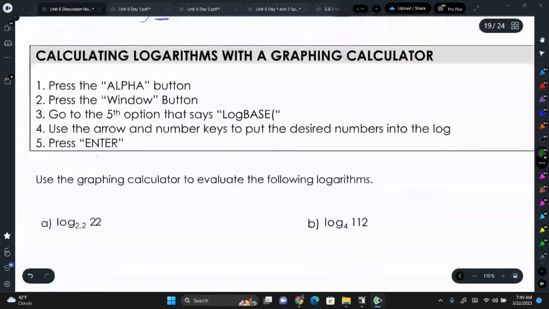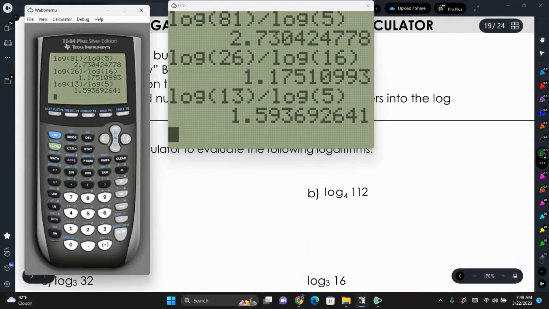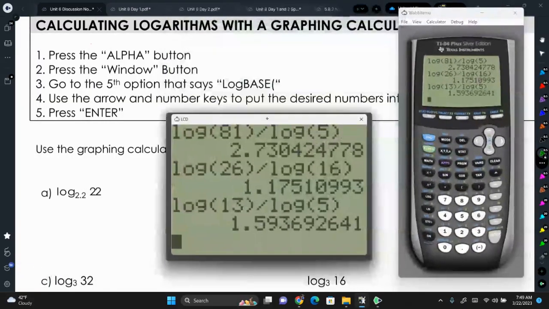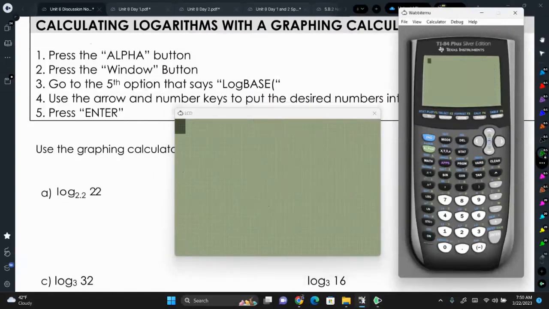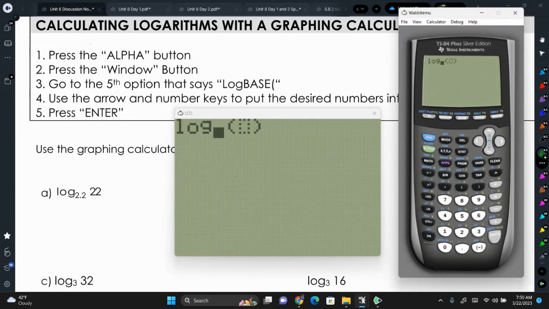Now, the graphing calculator, the TI-84s that we use, have a way to type in a base. So to do that, I'm going to follow these steps here, so let me move this over. So we're going to press alpha, this green button, and the window button, which is right up here next to y equals. And you see the fifth one down says log base. We go down here, hit enter, and now we can make these numbers exactly what we want in example A. 2.2, then press the right key to type in 22, and when we hit enter, we get 3.920.